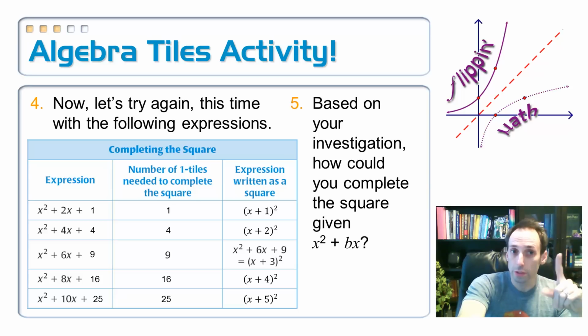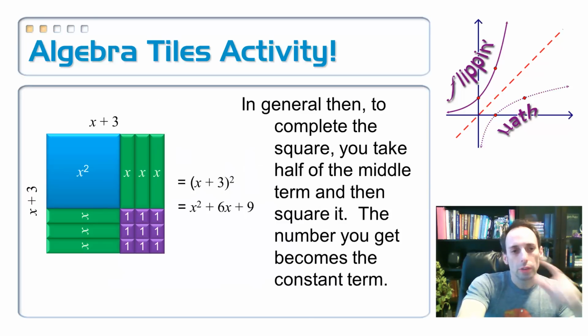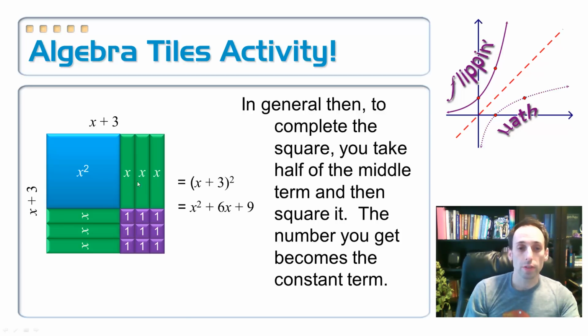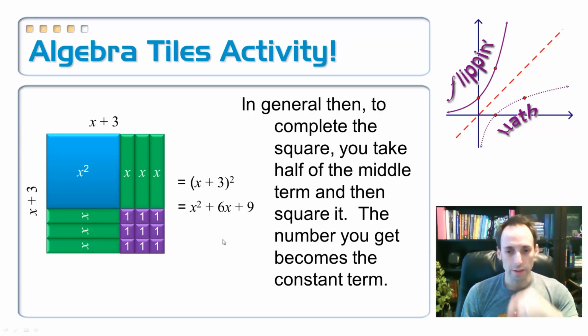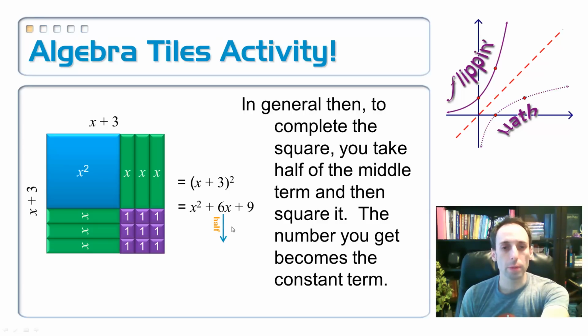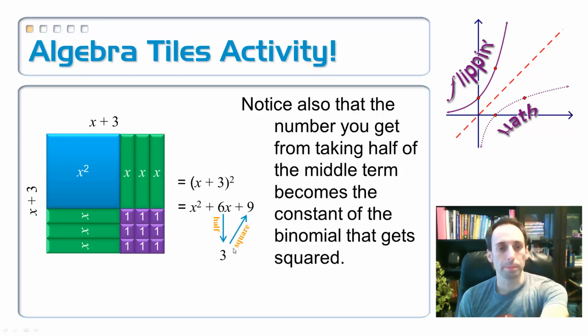But first, just a reminder here, on the one that we did together, you're given x squared plus 6x. And in order to make it a square, you take half of your x's, that's 3 of them, you put it on one side, half of them you put on the other side. In the gap, you fill it in with little tiny purple squares, unit squares. And this one needed 9 of them to complete the square. So we take half of the middle one and we get 3, and we square that 3, and there's our 9. And also, of course, that 3, the number that we got when we took half of the middle term, that's what's going to go inside the parentheses whenever we square the binomial.